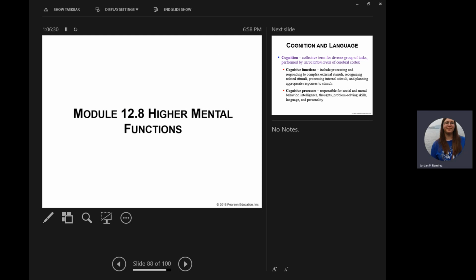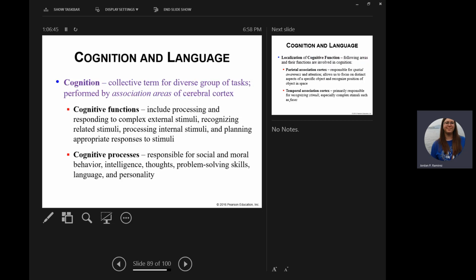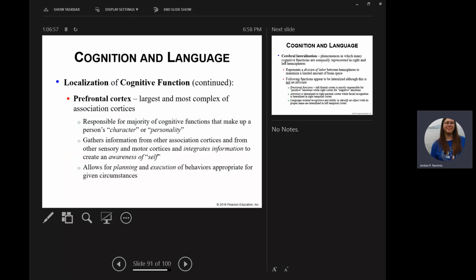All right, this next section is talking about higher mental functions, so language, cognition, things like that. I actually took a whole class on cognition, so you can talk all kinds of stuff on cognition, but right now we're going to gloss through this a little bit. So cognition, you need to know the definition. It's a collective term for a diverse group of tasks performed by the association areas of the cerebral cortex. I'm going to skip over that a little bit.